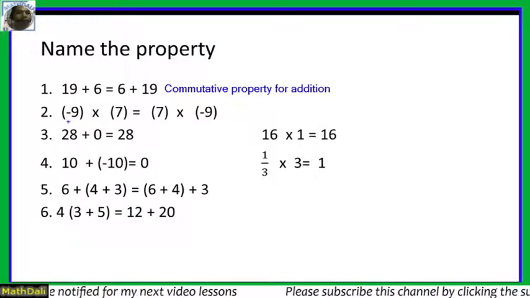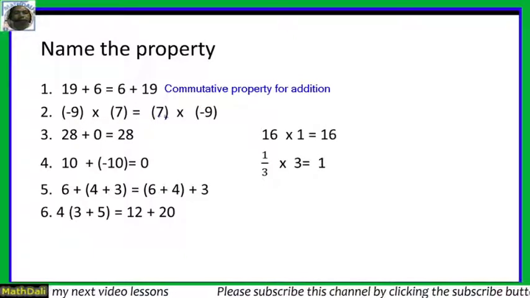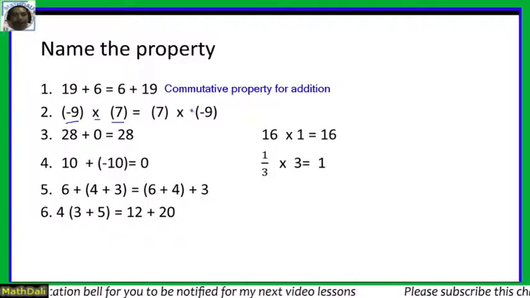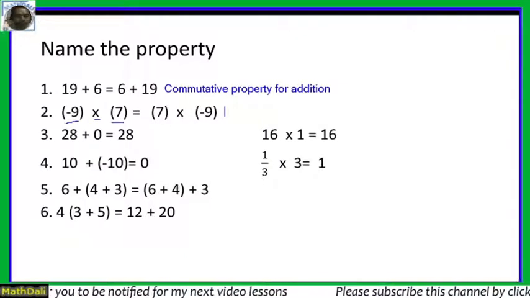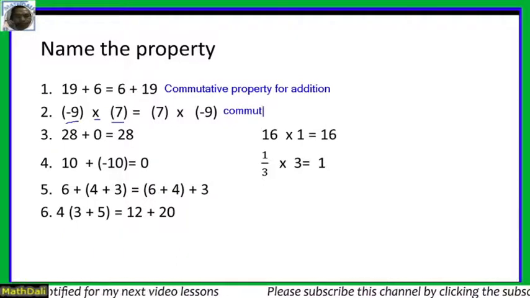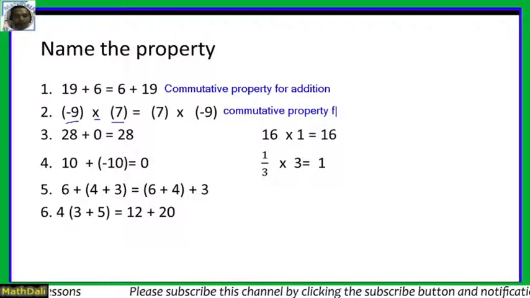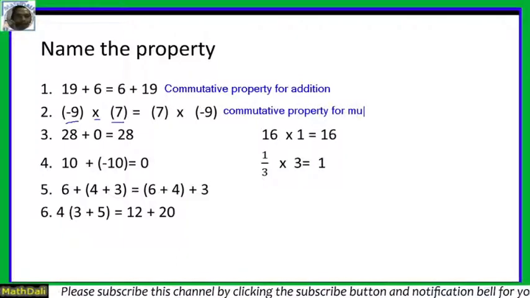Next, number 2. Negative 9 times 7, that is equal to 7 times negative 9. So ano naman yung in-illustrate nito na property? Kung mapapansin niyo, yung negative 9 at saka yung 7, yung mga factors natin ay nagkapalit lang ng pwesto. Kung ito ay addition kanina, dito naman ay multiplication. Tawag yan ay commutative property for multiplication.